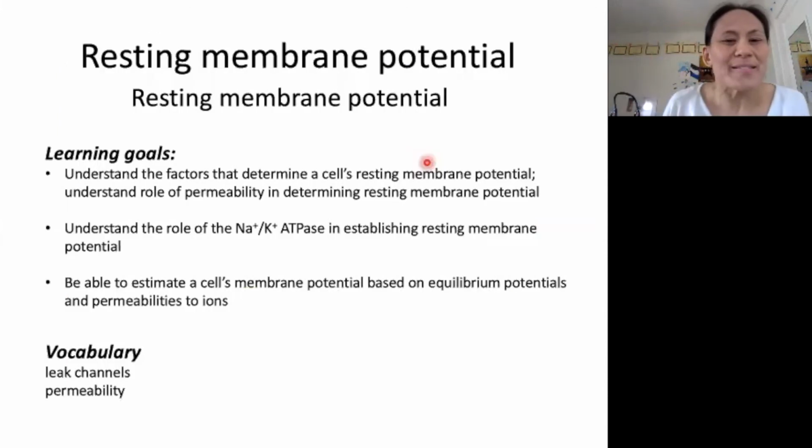Okay, so that basically wraps up our discussion of resting membrane potential. Here are your learning goals right here. I'm not going to read them out. And then here is some vocabulary for you.